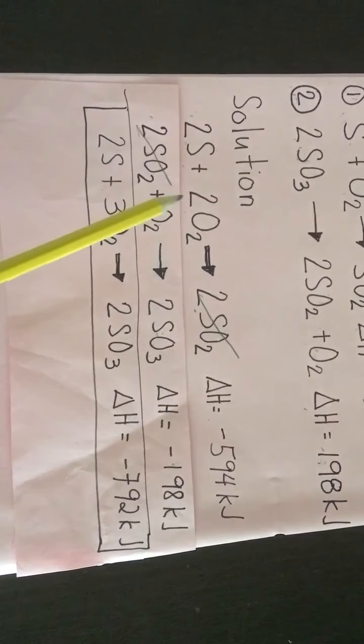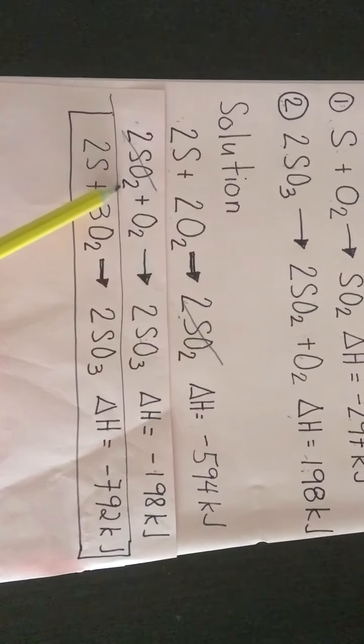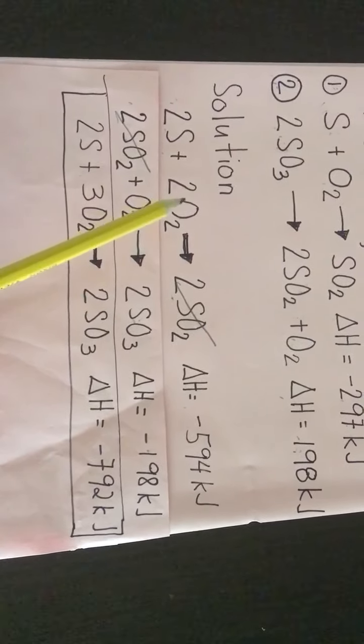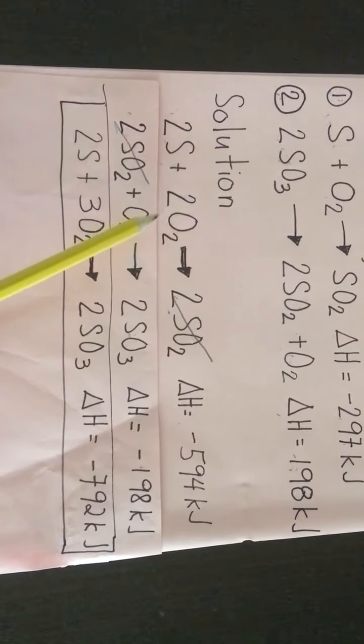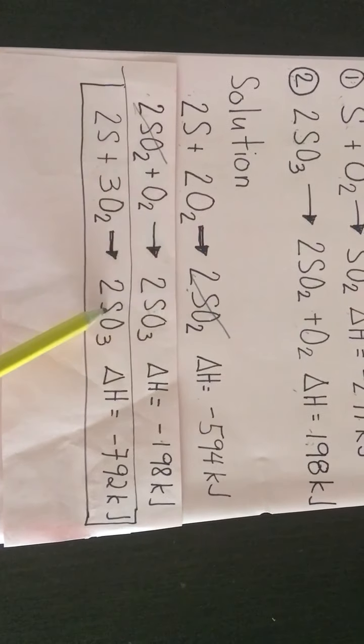And I think that's about it. There are no more that are the same on both sides. So then we can just bring down the ones left, 2S. The 2O2 and the O2 are on the same side, so we simply add them. So that would be 3O2 to form 2SO3.